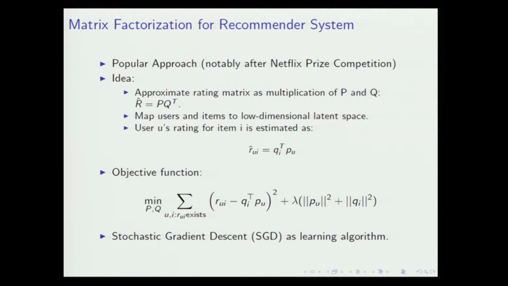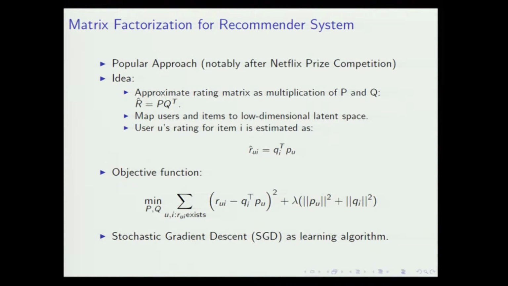To begin with, and we have already seen it today, matrix factorization is a really popular approach in recommender systems, notably after winning the Netflix prize competition. Here the main idea is that we want to approximate the large and sparse rating matrix as a multiplication of two low-dimensional factor matrices, usually denoted as P and Q or U and V sometimes, and those are called user and item factor matrices. It maps the users and items to a low-dimensional feature space.